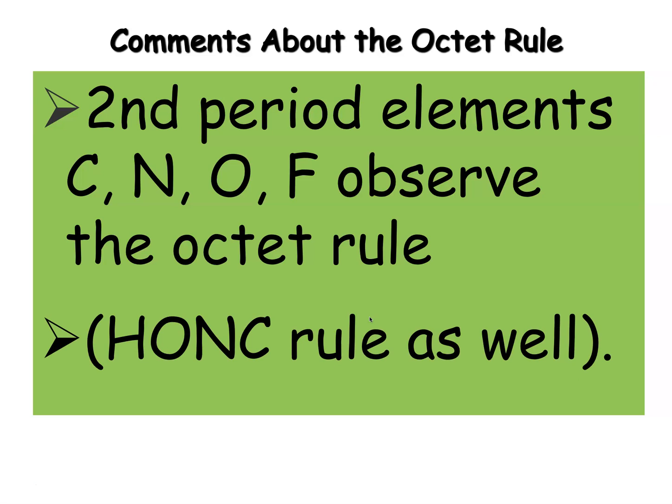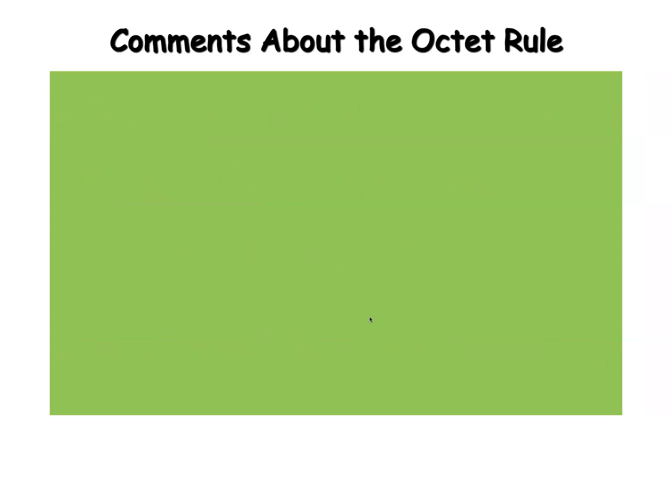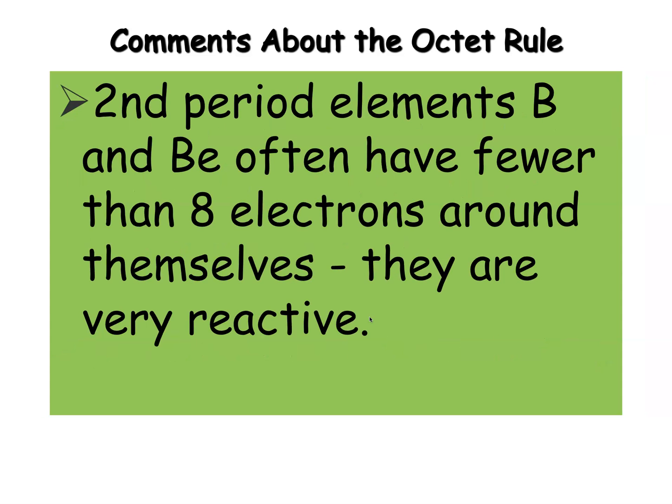Think about the HONC rule. Hydrogen wants 1 bond. Oxygen wants 2 bonds. Nitrogen wants 3 bonds. Carbon wants 4 bonds, or any variation of those numbers. Boron, beryllium tend to have fewer than 8. They are exceptions to the rule. Boron is fine with 6. Beryllium is fine with 4. So just an FYI of exceptions.